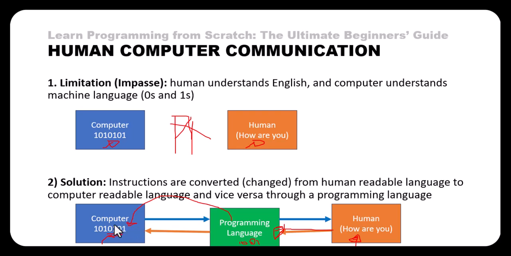Now, when a computer is about to give feedback, it's going to use the same programming language. It's going to convert the binary information back into what? Into human readable English. And that is how the communication is going to happen. So the bridge between human readable language and computer readable language is a programming language, in that a programming language is going to convert human readable language into binary, and then also convert the binary or machine language into human readable language. And so that is what makes a programming language very important.